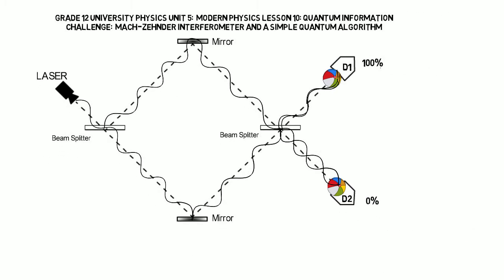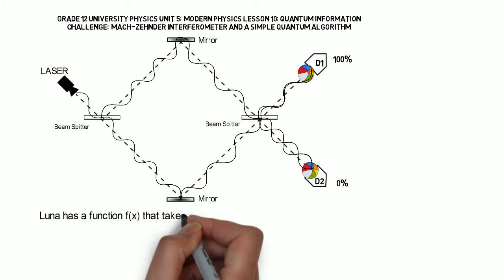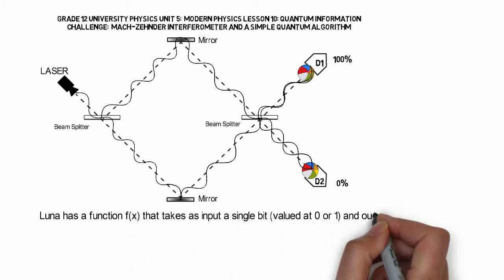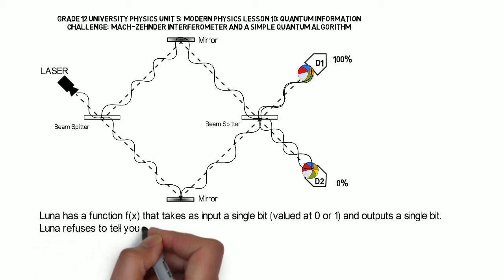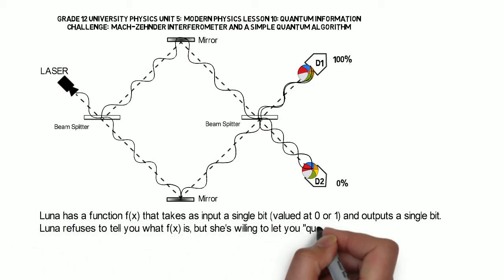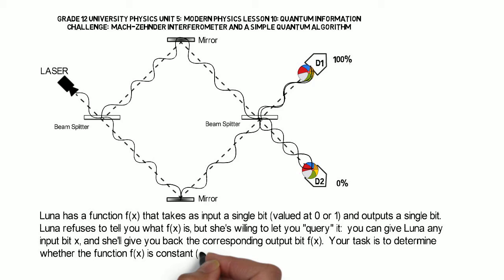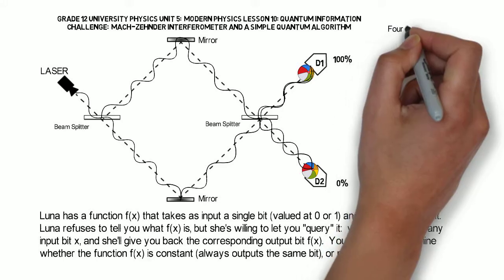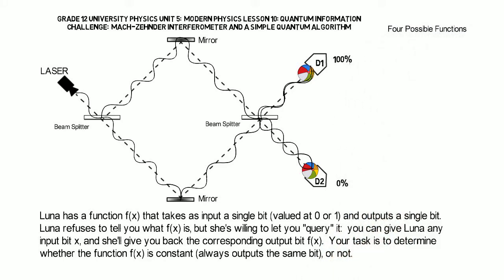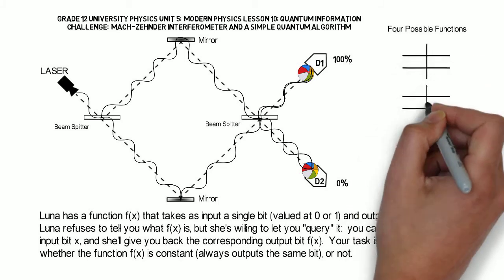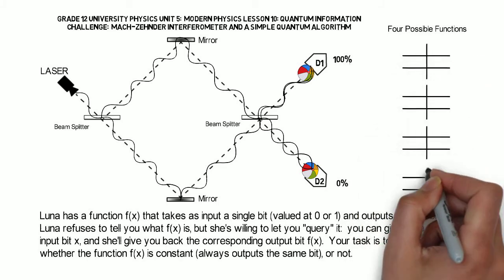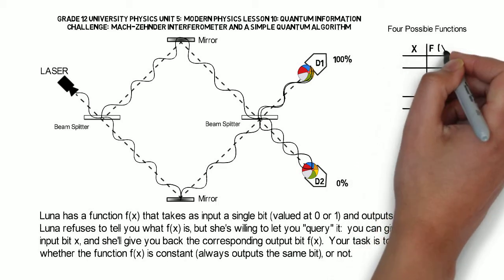Now let's look at the problem. Luna has a function f of x that takes as input a single bit valued at 0 or 1 and outputs a single bit, 0 or 1. Luna refuses to tell you what f of x is, but she's willing to let you query it. You can give Luna any input of bit x, and she'll give you back the corresponding output bit f of x. Your task is to determine whether the function f of x is constant, such as 0, 0 or 1, 1, or not, such as 1, 0 or 0, 1.